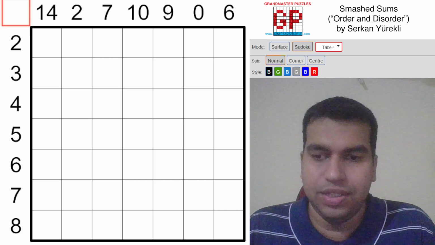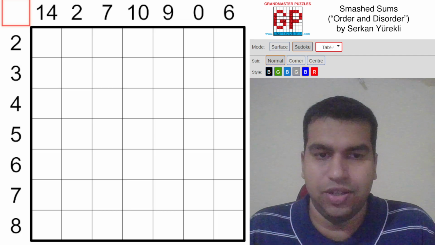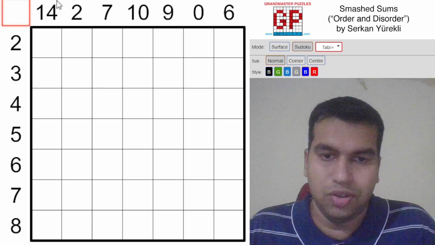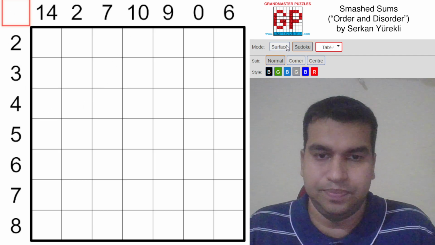We're here to talk through this Smash Sums by Serkan Yürekli. It's called Order and Disorder because the row clues, as you can see, are increasing from 2 to 8, while the column clues are seemingly random. So let's see how this interplays with each other.